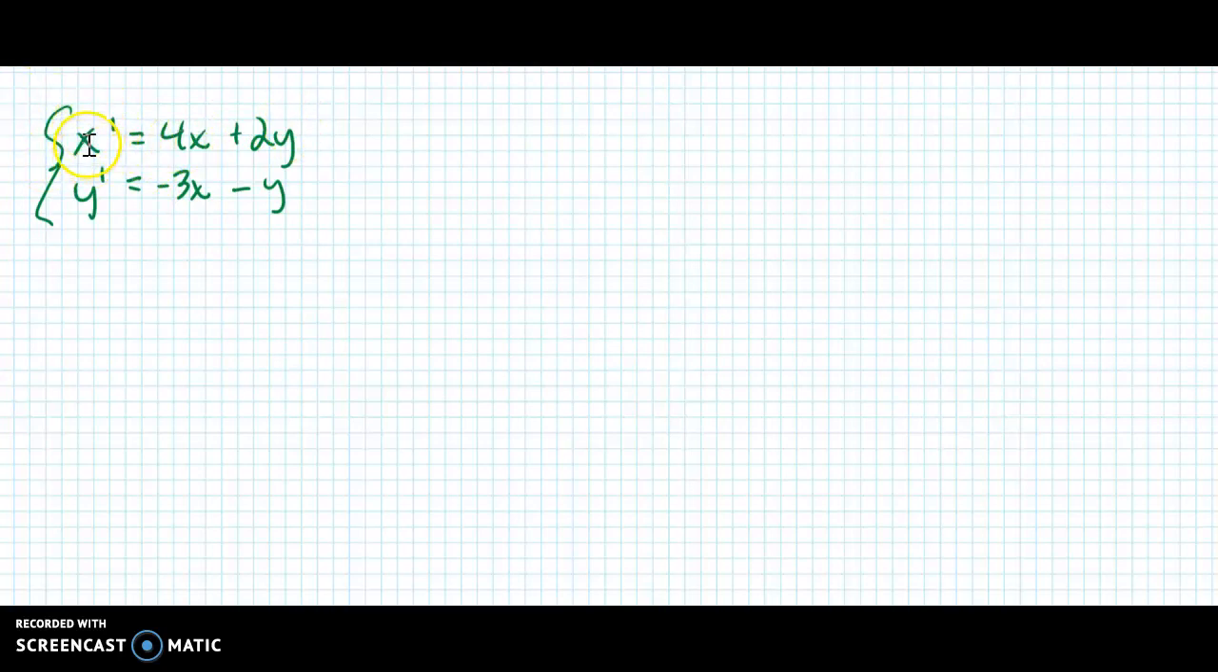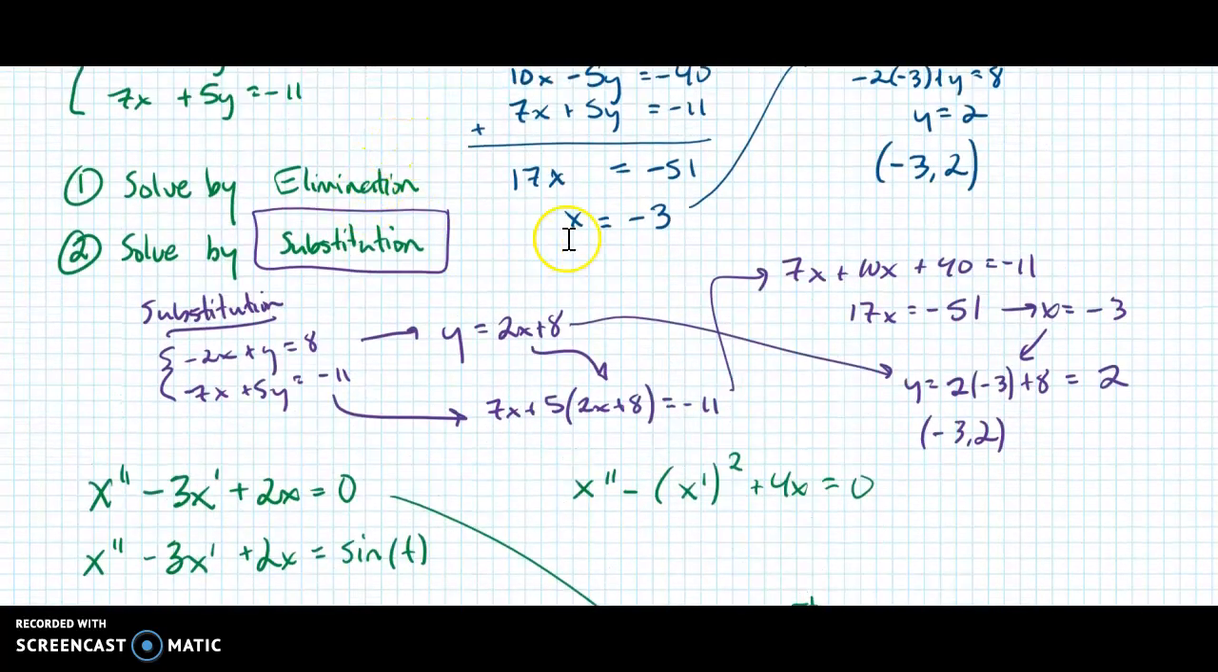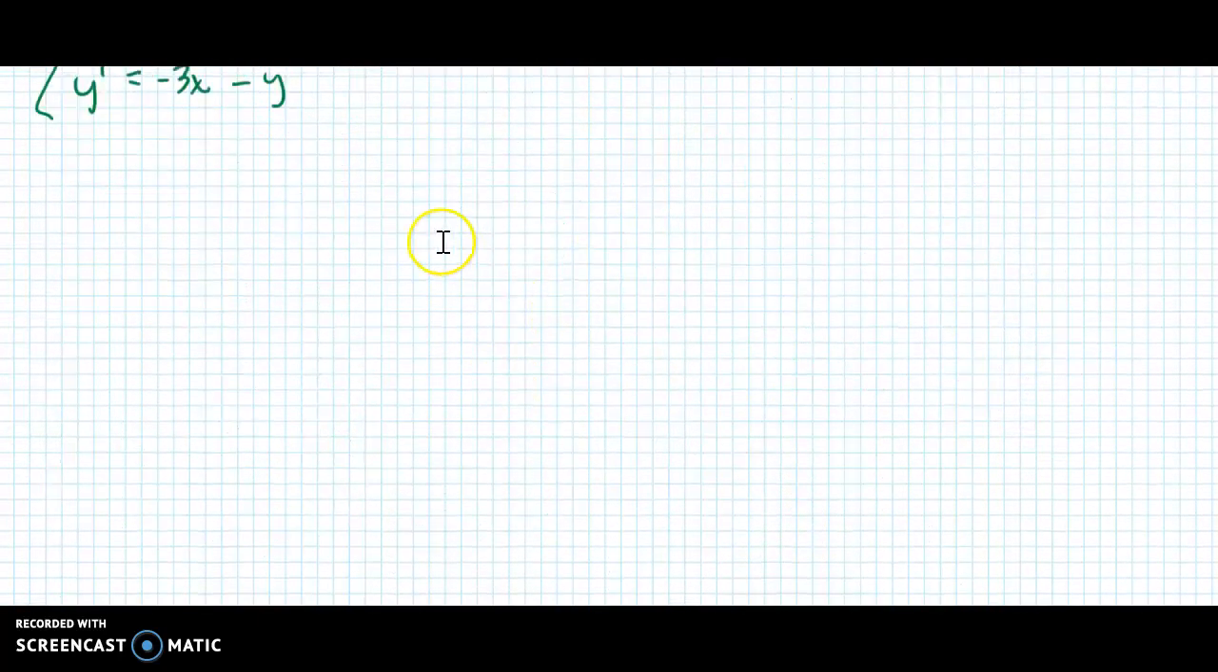And remember, this x prime is a derivative with respect to t. Same with the y prime. It's a derivative with respect to t. So I want to solve this thing. So what I need to do is reduce it down to one variable. That's probably why we call it elimination, because we are eliminating one variable. But it does look a lot like substitution from above.